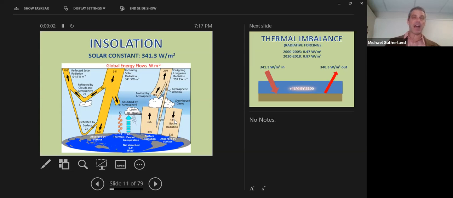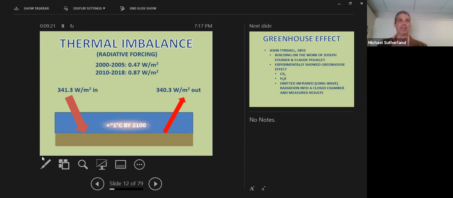But then most of that is reflected back down or radiated back down due to the greenhouse gases. So this is a cycle that we're really going to be focusing on for the purposes of this talk. But there's one issue with this graph, and that is right now, the inputs do not equal the outputs. In fact, the outputs are less than the inputs.